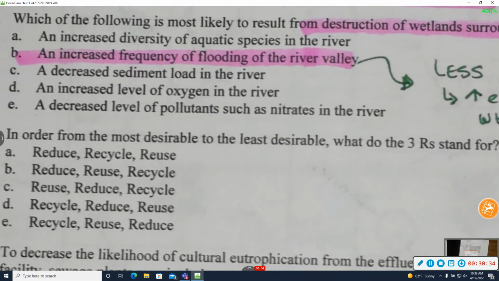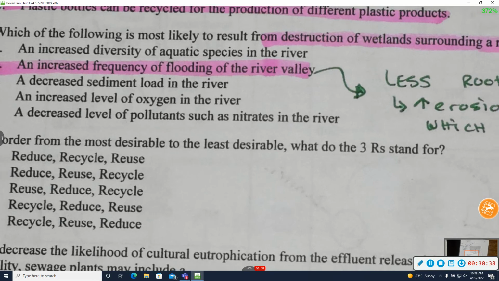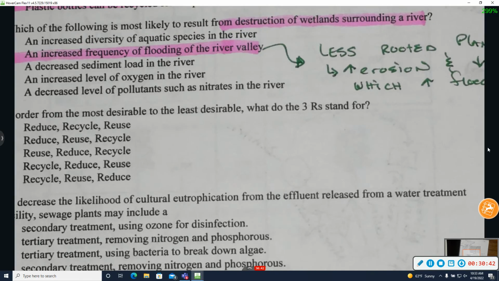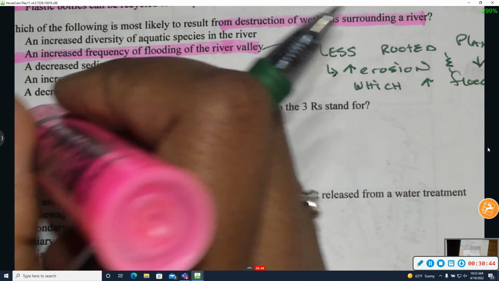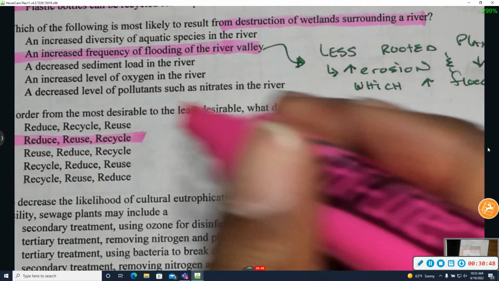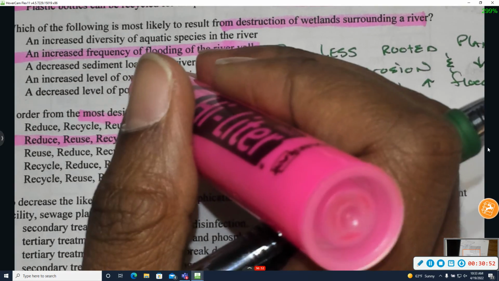Okay. The next one you were supposed to just kind of know. I remember there was a song about this. Reduce, reuse, recycle. So that one you were supposed to know. So most desirable to least desirable.